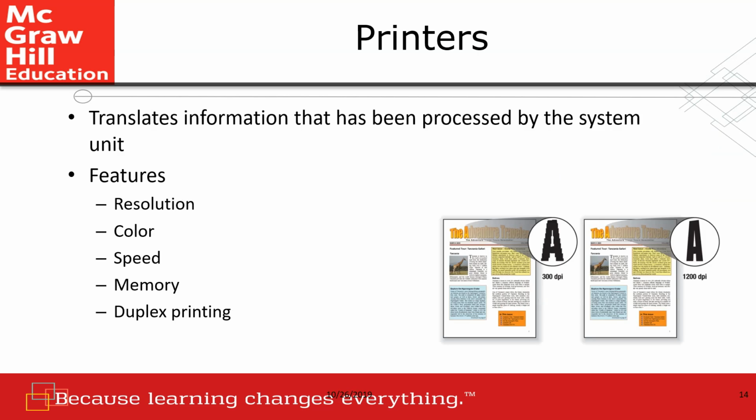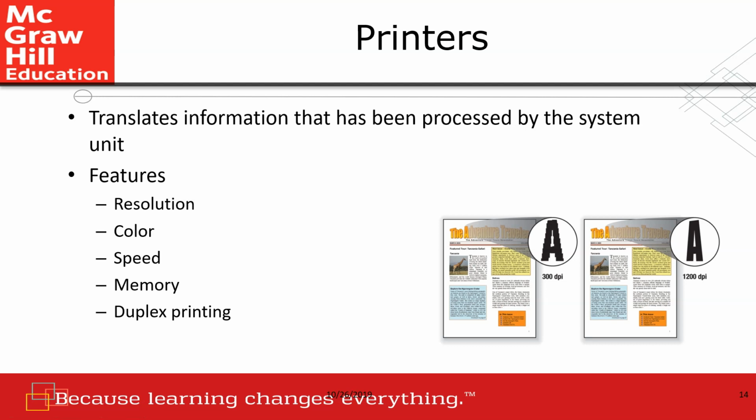Printers translate information that has been processed by the system unit. Some of the things that people need to consider are resolution, color, speed, type of memory, and duplex printing. Resolution means the higher the DPI, the better the quality of the picture. As you can see on the right hand side, this is 300 DPI. Notice that the text is not very clear, but when you increase the DPI, you see the text has more clarity.